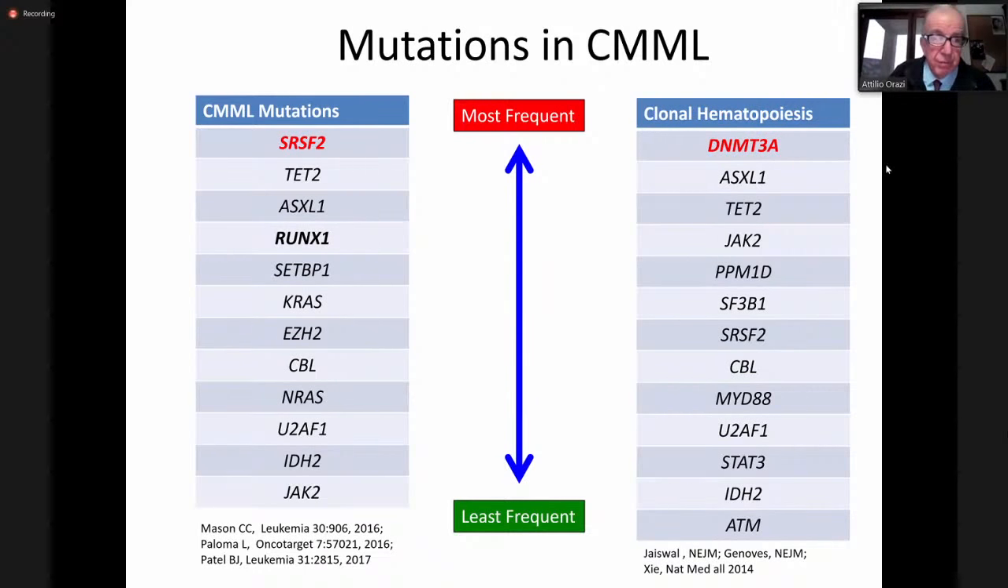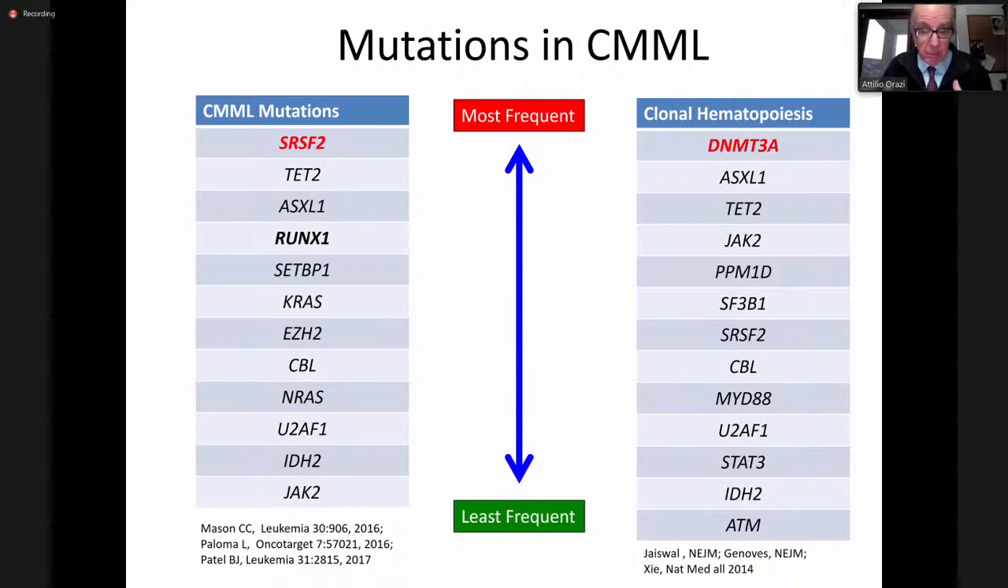And you don't really find the M3TA in a lot of CMML. As you can see, it's not even in the table here. TET2, on the other hand, is very common in both, so it's really not very helpful. So again, if you know the frequency of mutation in different diseases, it can help you.